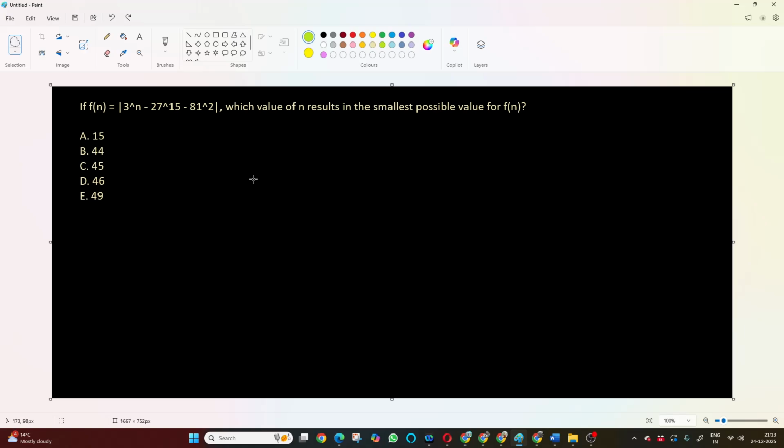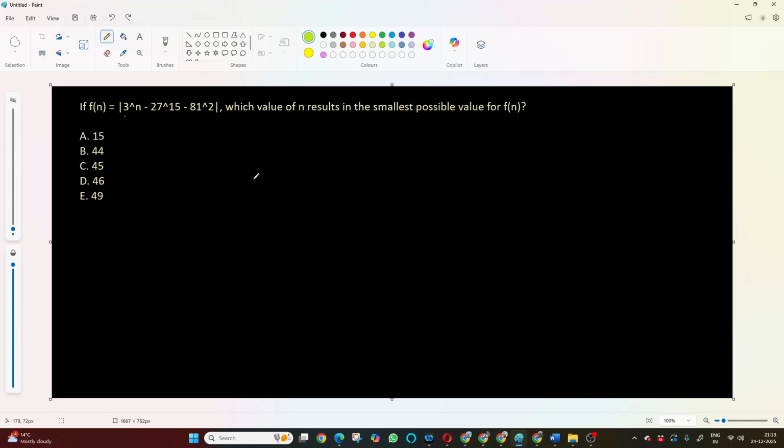Okay, let's look at this question. If Fn is equal to the modulus of 3 to the power n minus 27 to the power 15 minus 81 to the power 2, which value of n results in the smallest possible value for Fn? So pause this video and attempt this question, and then resume once you are done.